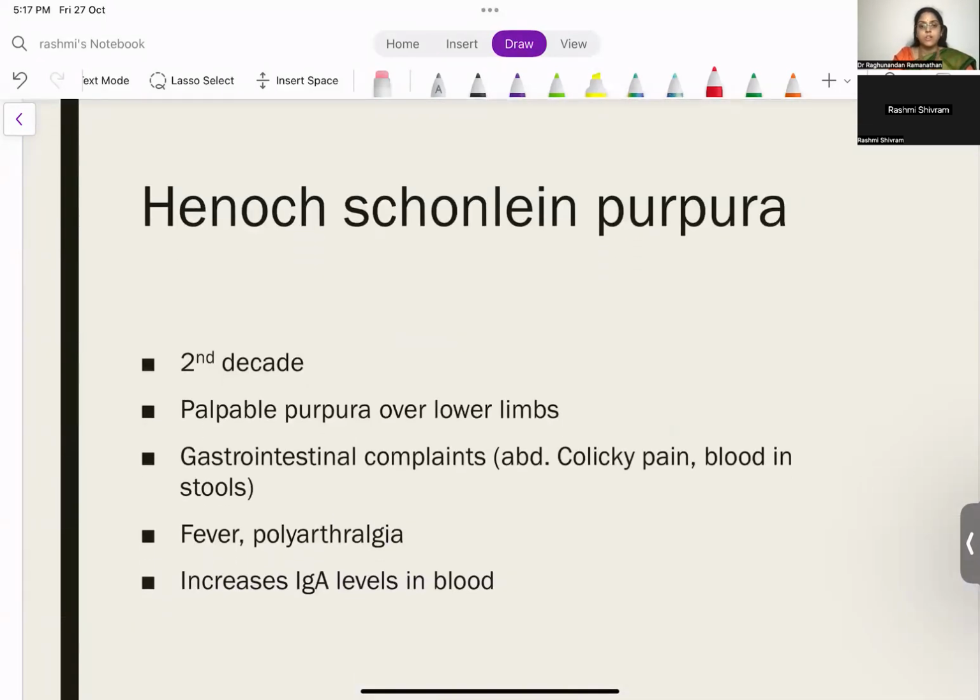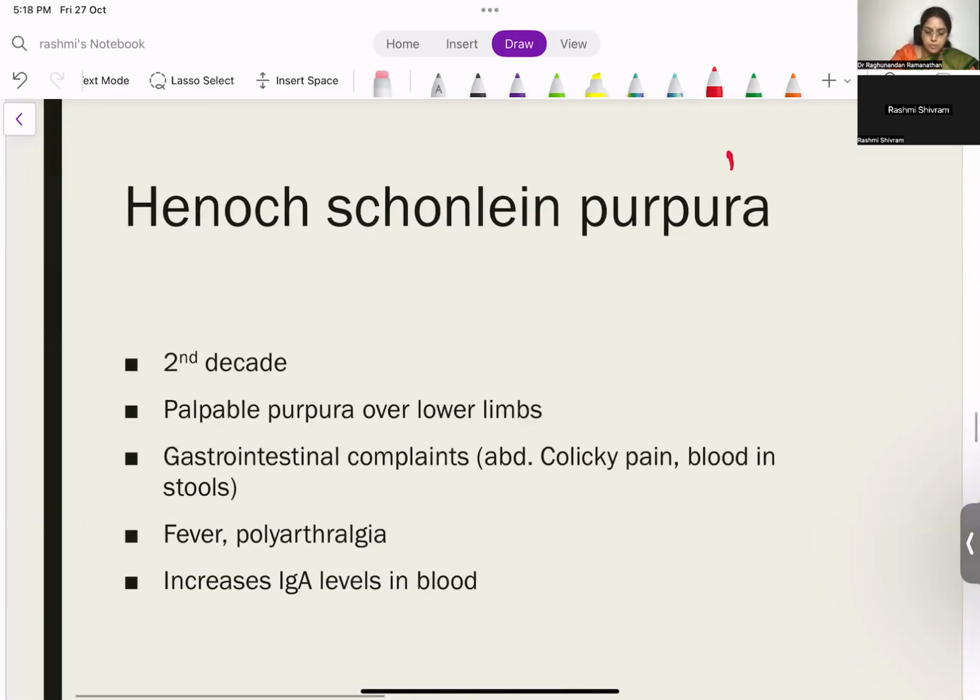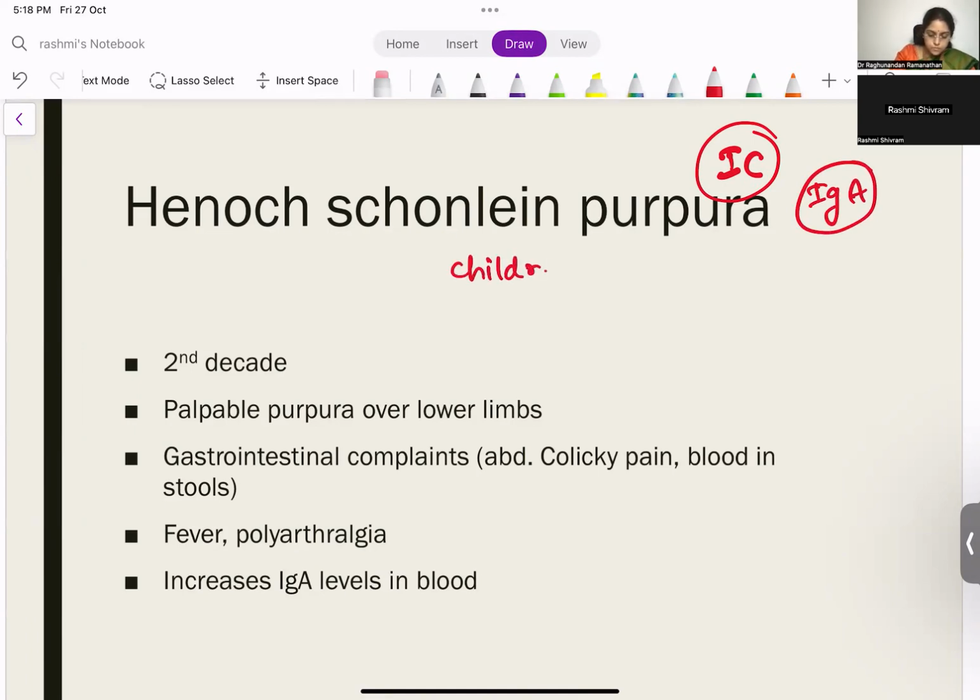Yes. So next move on to Henoch-Schonlein purpura. This is immune complex mediated, right? Which is the most common immunoglobulin involved? It is IgA. IgA is involved, right? This can be seen in both children and adults, right? What happens in this? It usually presents in the second decade when it presents in adults. Okay, whereas it can also present in children, right?